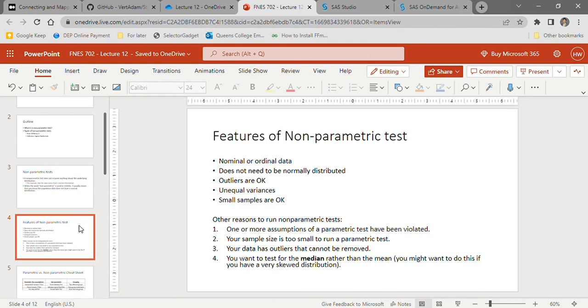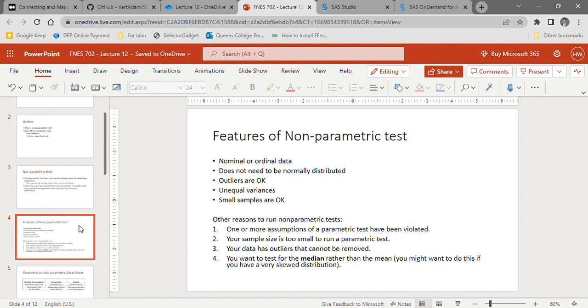So let's go over some features of a non-parametric test. Typically, the data is nominal or ordinal data, and if that rings a bell but you don't really remember what that is, go back to, I think, lecture 2 and review. The data does not need to be normally distributed. If you have outliers in the data, that's okay.